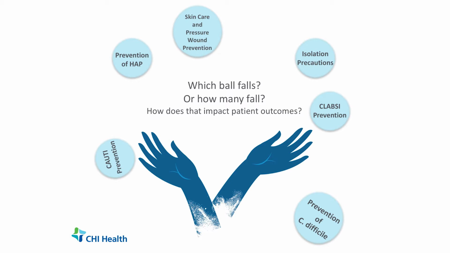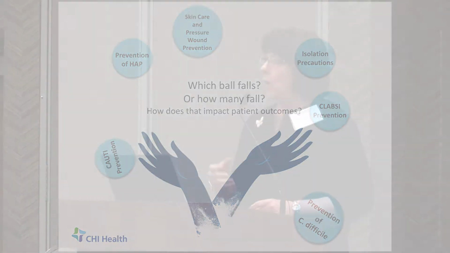So the patient's going to get a CAUTI, they're going to get a central line infection, they're going to get a pressure wound. How do you keep yourself organized and keep your staff organized and help them so that they know what to do, what to ask for, how to make good decisions on the floor, and how do you make it so that you can impact your patient outcomes?